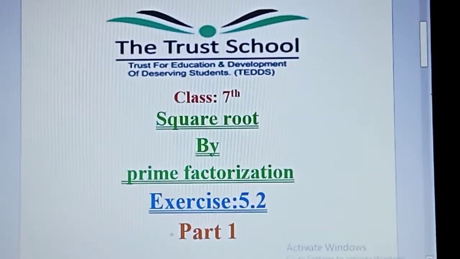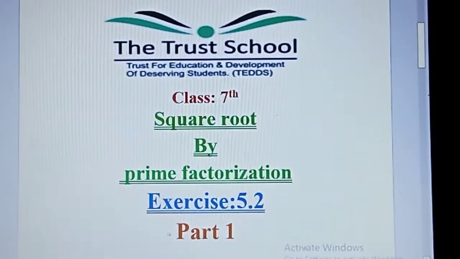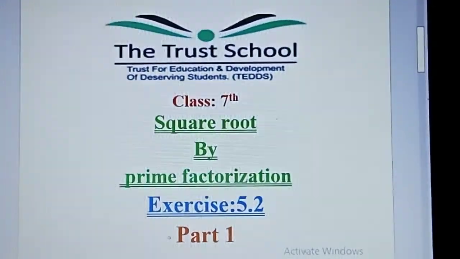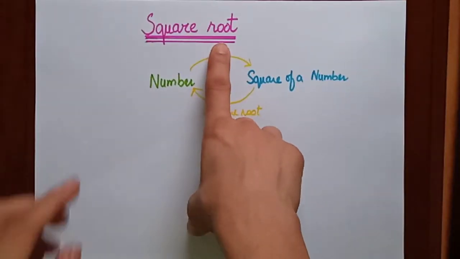Today our topic is square root by prime factorization, and inshallah we will do exercise 5.2. Our topic is square root.